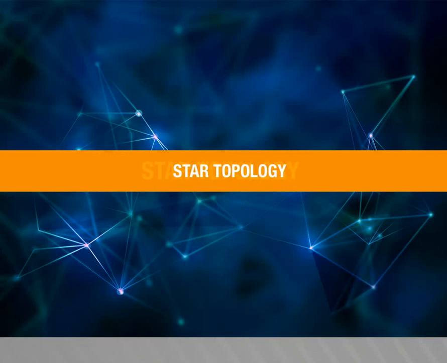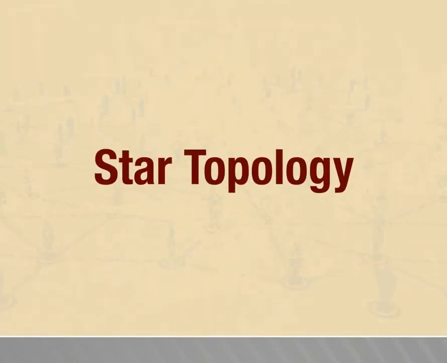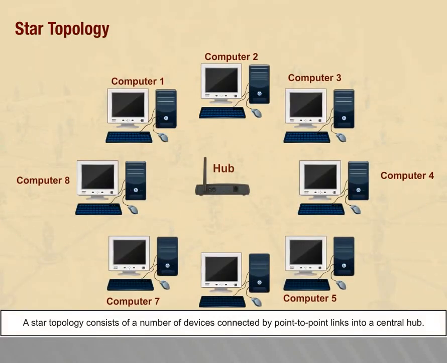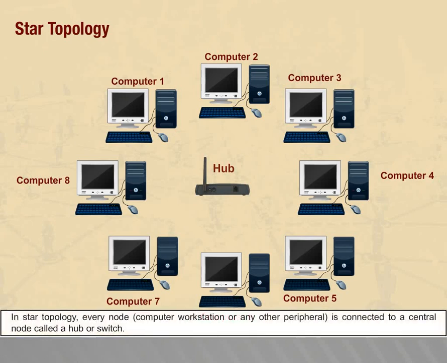Star topology. In this video, we are going to learn about star topology. A star topology consists of a number of devices connected by point-to-point links to a central hub. In star topology, every node, that is, computer workstation or any other peripheral, is connected to a central node called a hub or switch.